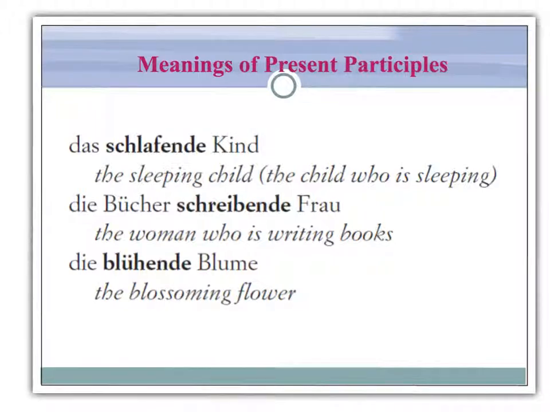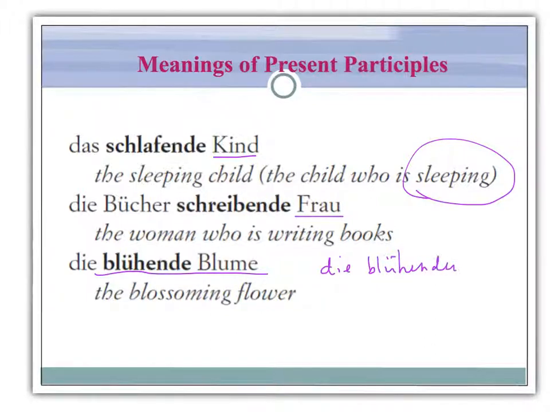As for the meaning of some participles, remember that nouns modified by a present participle are doing something. So the noun Kind is doing this in English. Das schlafende Kind, the child who is sleeping. The woman who is writing, the writing woman of books. And finally, die blühende Blume. Oh, sounds poetic. The blossoming flower, eine Blume. In plural, let's just throw one out there for good measure. Die blühenden, want to guess the ending? Blumen, good.